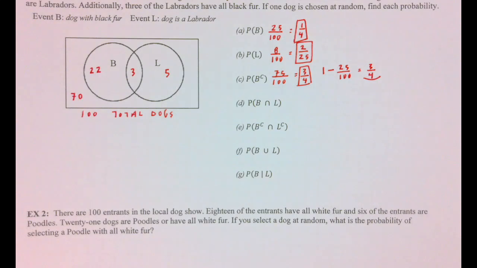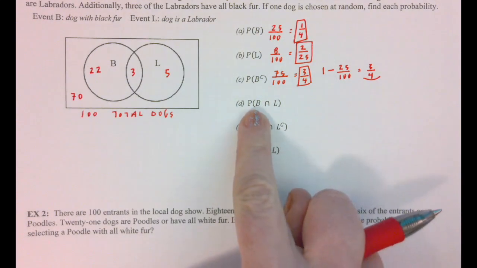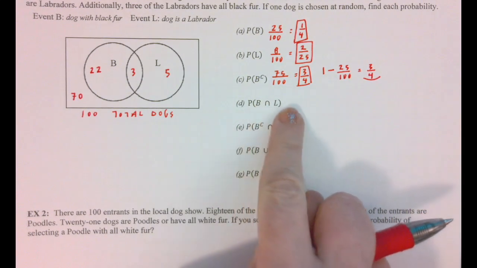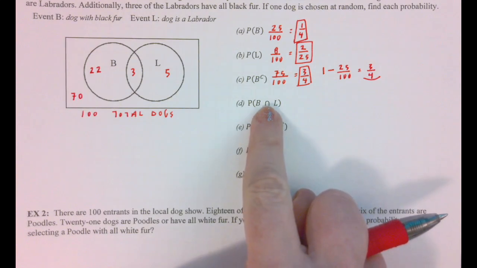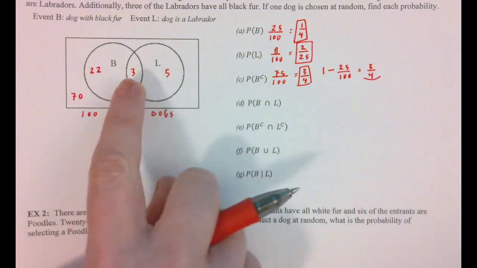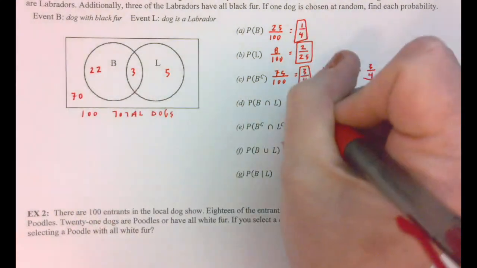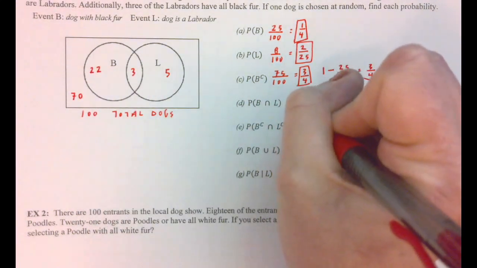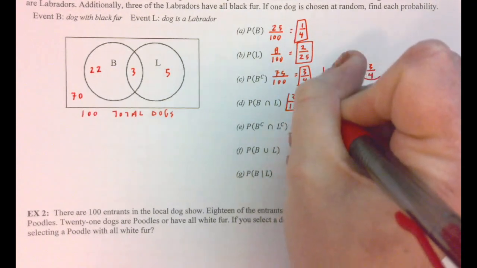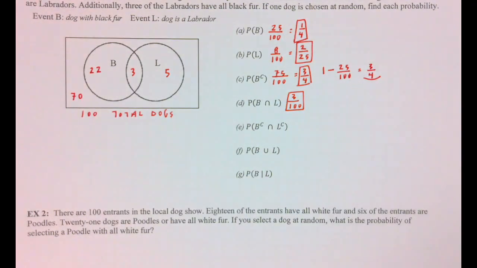Okay, for D, here I'm saying black and lab. So it's saying look for that intersection, look for the overlap between them. That's the 3 right here. So 3 out of 100. We have 3 dogs that are black labs.